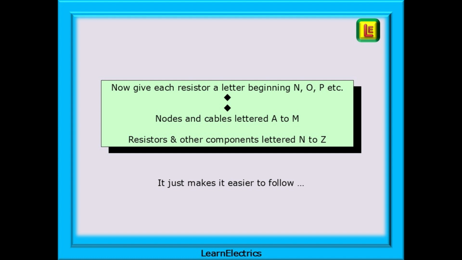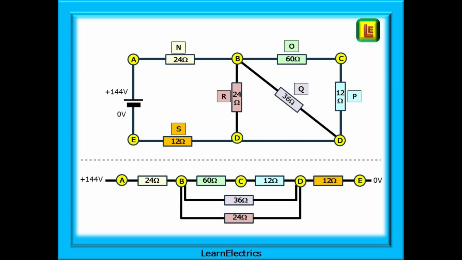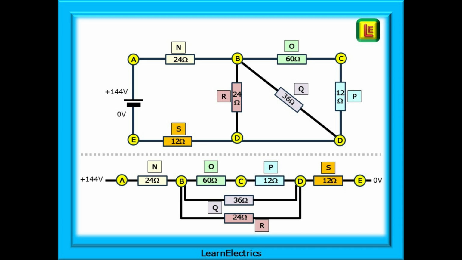And now give each resistor a letter beginning N, O, P, etc., the second half of the alphabet. As I said, this is how I do it because it makes it easier to follow. This is the top drawing with the resistors lettered N to S. And now the bottom drawing all lettered to match the top drawing.